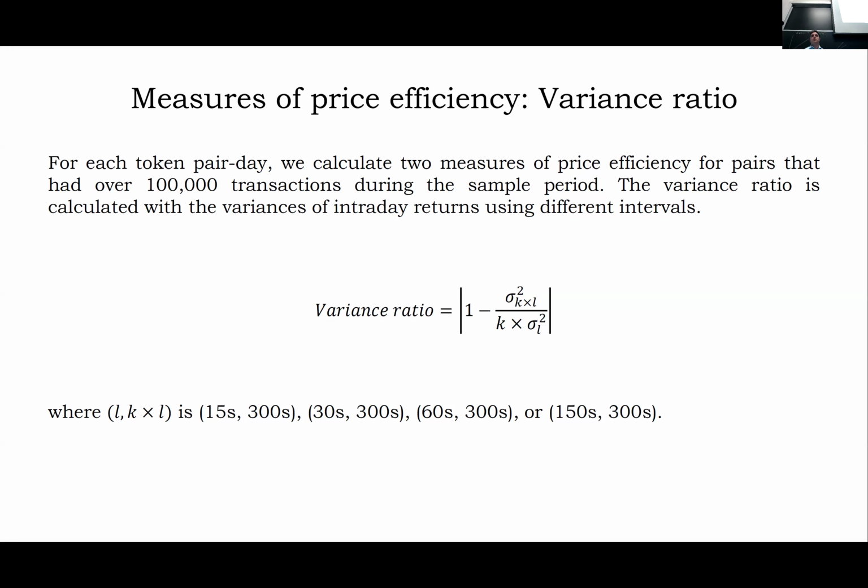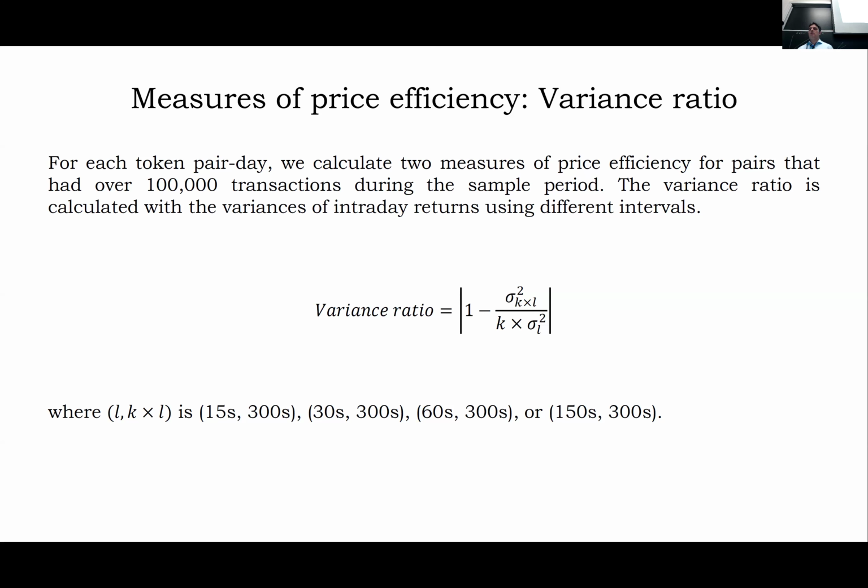So if prices are efficient, then sigma squared k times L should be equal to sigma squared L times k. So the ratio should be equal to 1. For efficient prices, the ratio should be 1, right? So the variance over a longer period should be equal to the variance over the shorter period times the number of periods to go from the shorter to the longer period. If this ratio is far from 1, it means that there is some price inefficiency.